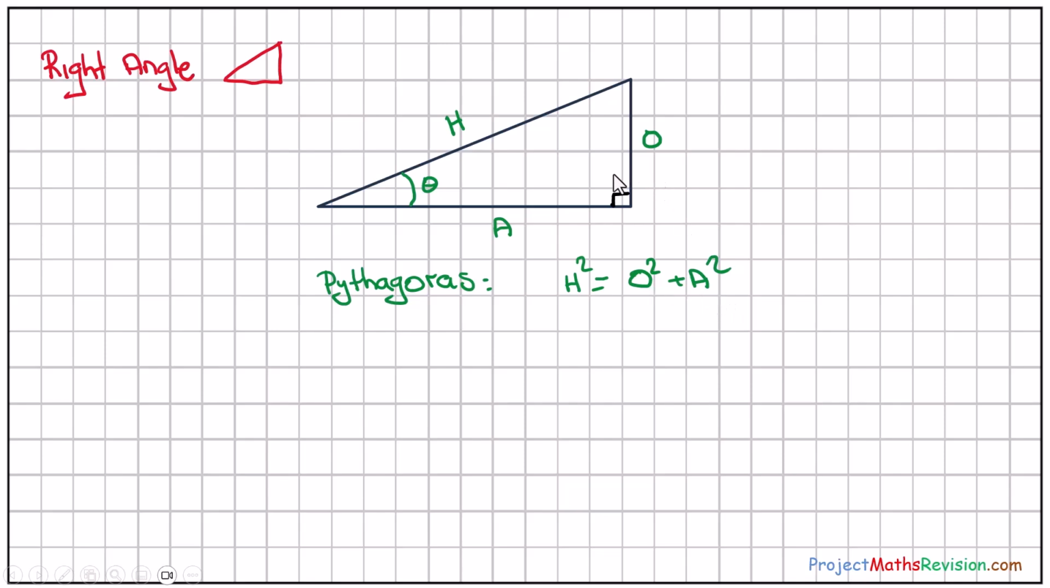And we can also relate the side lengths using the sine, cosine and tan relationship. Sine of theta is the opposite over the hypotenuse. Cos of theta is the adjacent over the hypotenuse. And tan of theta is the opposite over the adjacent.